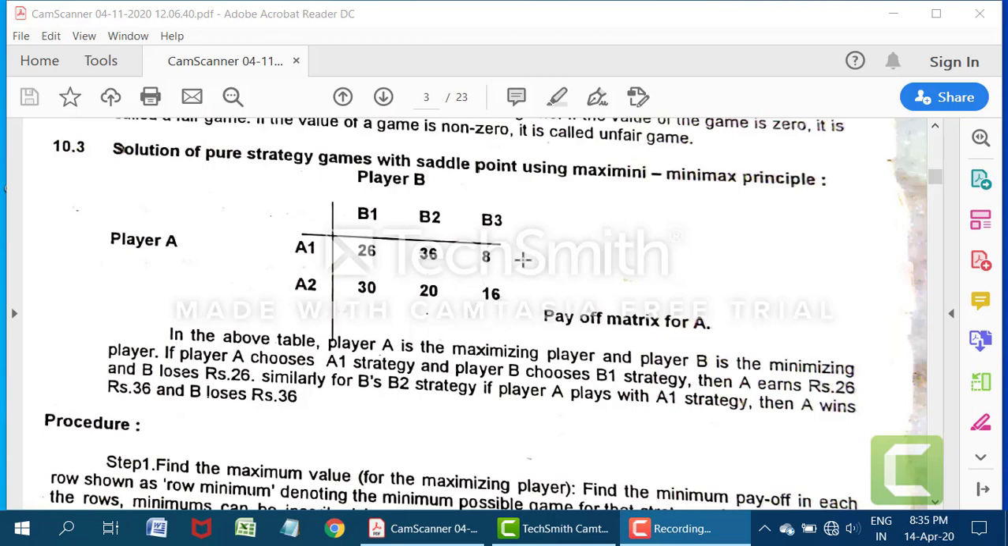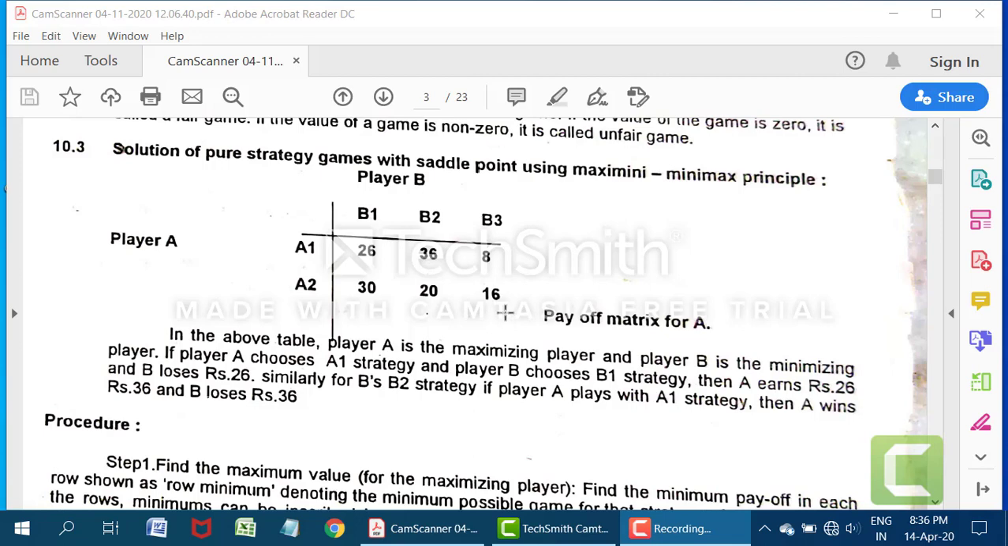This can also be found in a very simple way. First row minimum is 8, circle it. Second row minimum is 16, circle it. First column maximum is 30, square it. Second column maximum value is 36, square it. And in the third column, the maximum value, square it. So the circle at that cell also has a square.